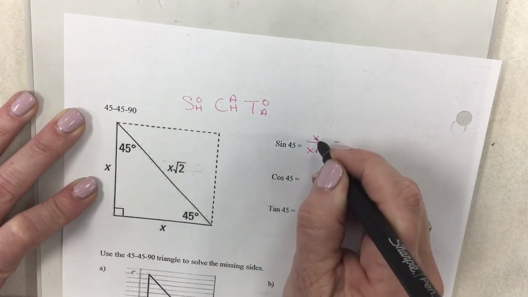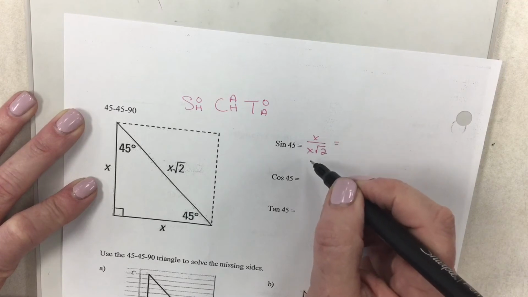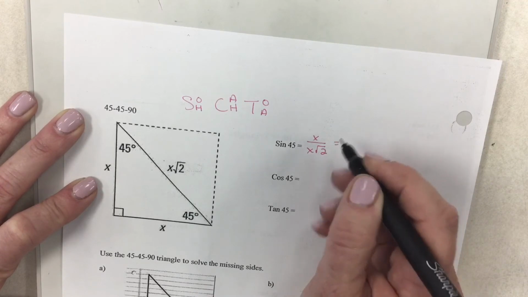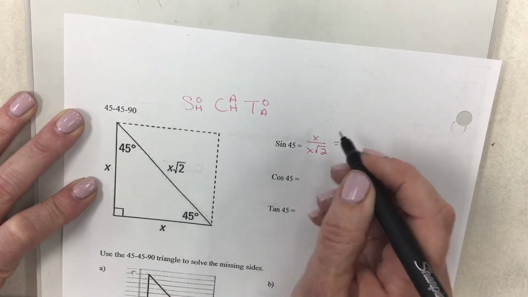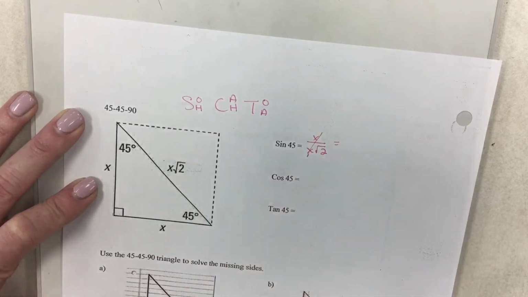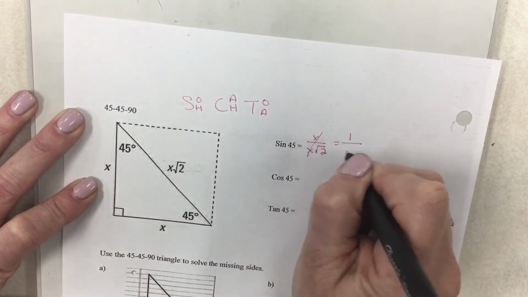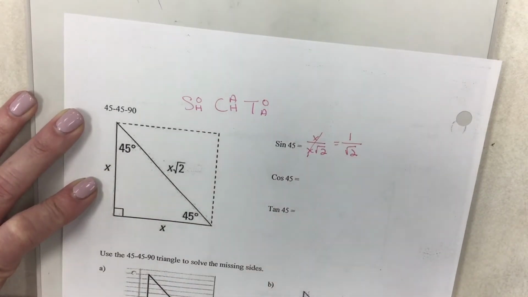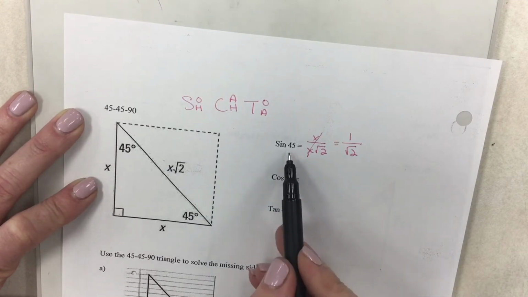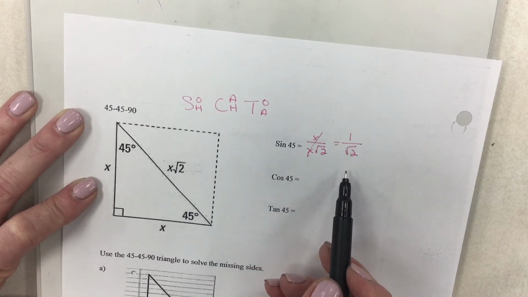If I have something in the numerator identical to the denominator, what happens to those? They cancel. Am I left with just 0? What am I left with? 1. Okay? So I have 1 on the numerator, root 2 on the denominator. So the sine of 45 is 1 over the square root of 2.